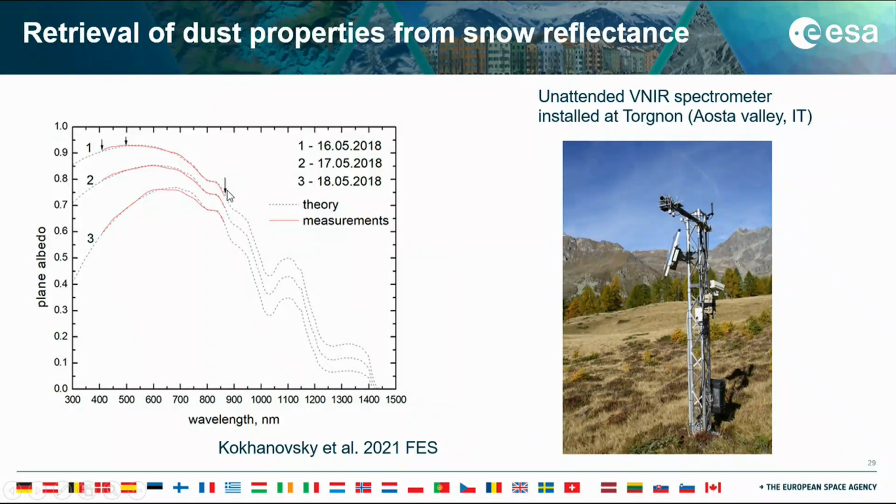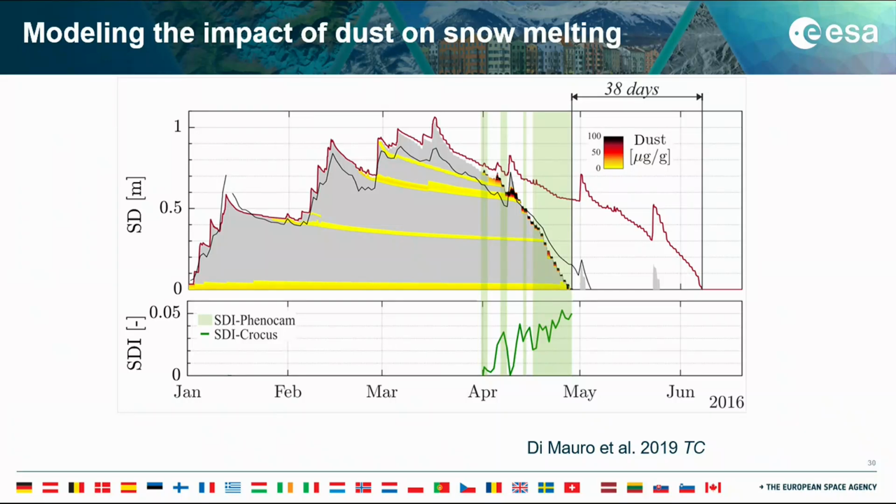So in this case, for example, we don't use the reflectance where the grain size is having an impact, so we are using the last possible wavelengths in the near infrared. Okay, so this modeling brought us to try to simulate how the snow is depleted earlier during the season because of the presence of impurities at the surface.